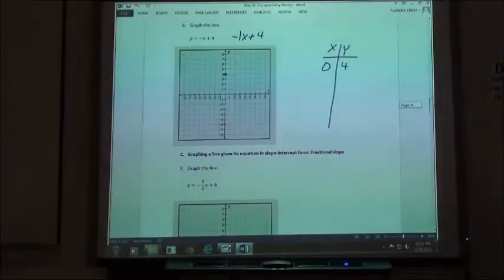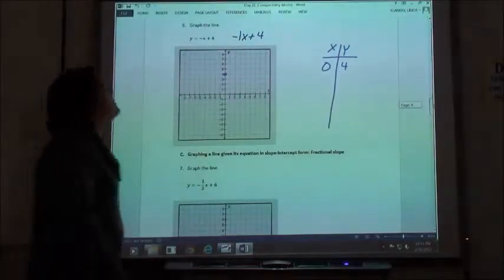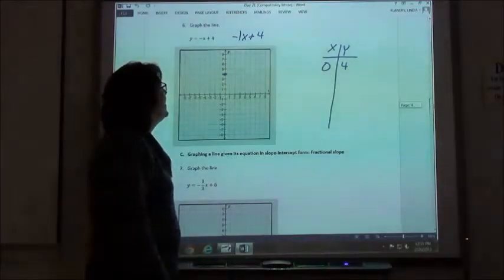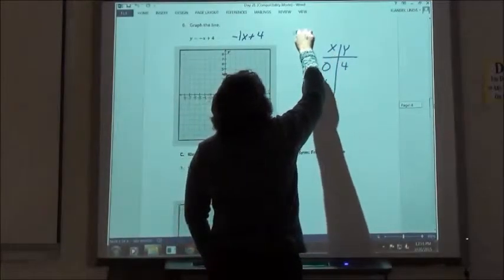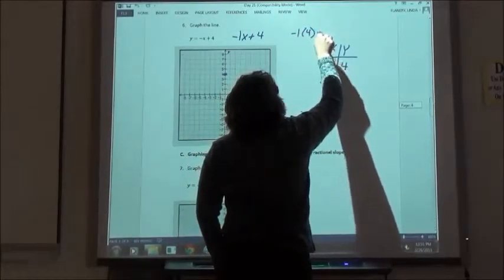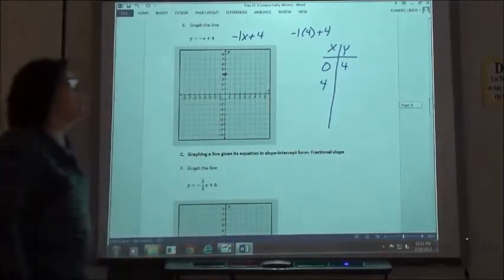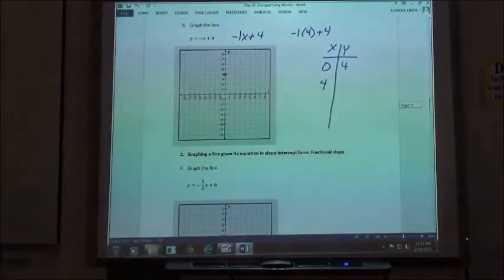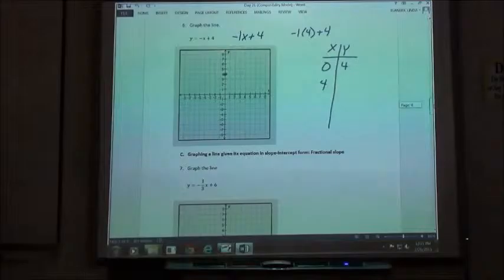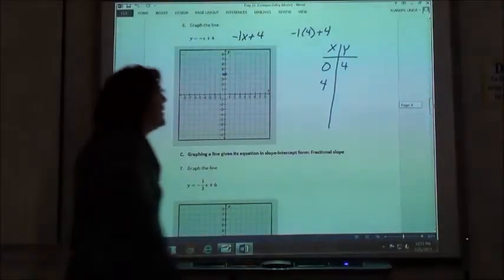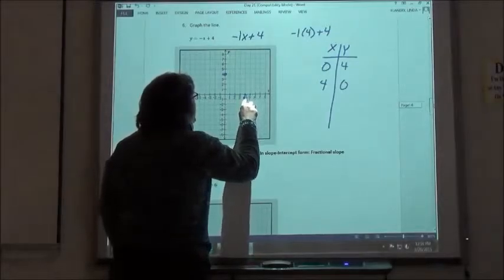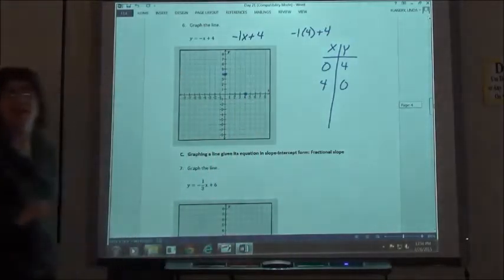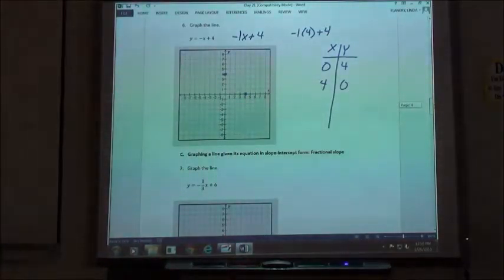Picking a couple other numbers. What should we put in for x? 4. Okay, if I put 4 in for x, I'm going to have negative 1 times 4 plus 4, which would give me an answer of 0. Right? Negative 4 plus 4 is 0. So over 4, up 0 happens to be our x-intercept, which we don't have a special rule for other than that you get a 0 for y.